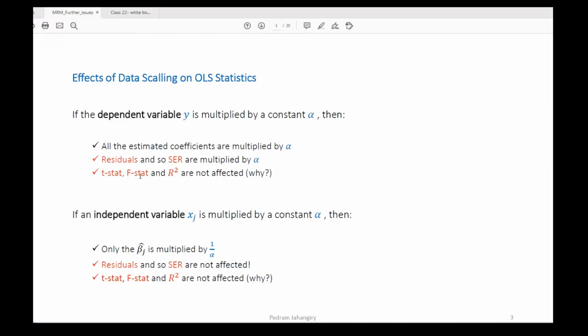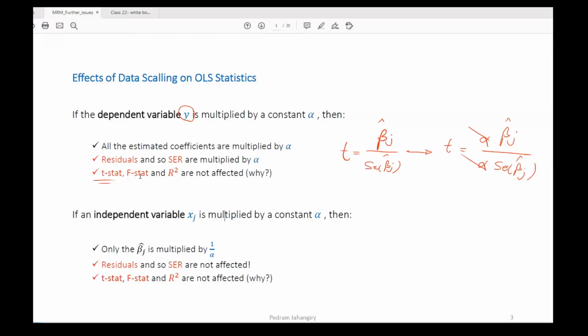So for instance, remember what was our t-test? The t-test was beta hat j divided by the standard error of beta hat j. Now, I know if I multiply y by alpha, everything is going to be multiplied by alpha. So the new t-stat is going to be what? Alpha beta hat j. And what about the standard error? The standard error is also going to be multiplied by alpha: alpha times the standard error of beta hat j. So these alphas will cancel out each other, so t doesn't change.